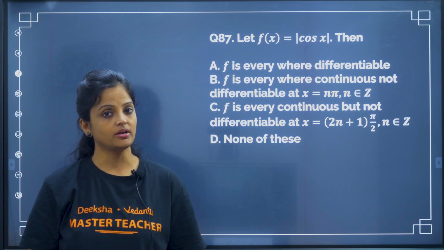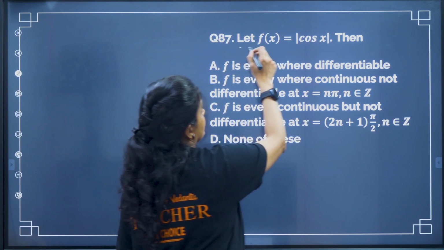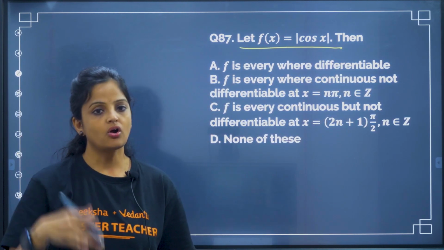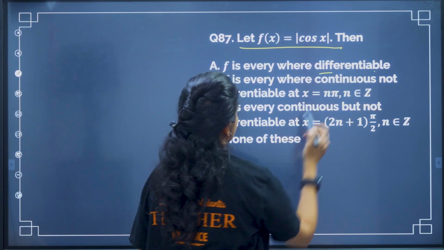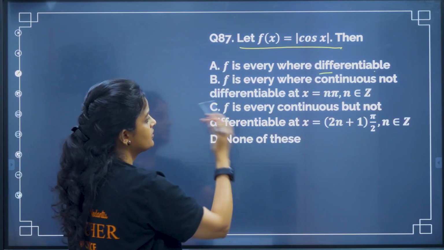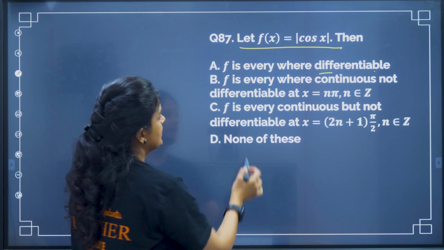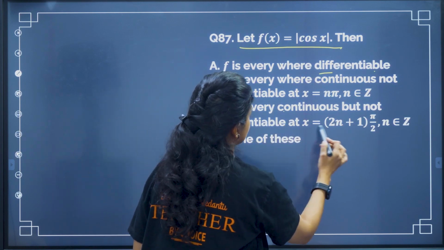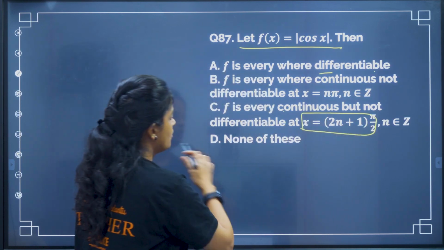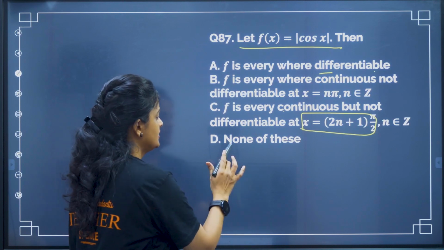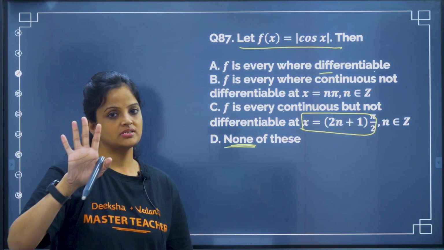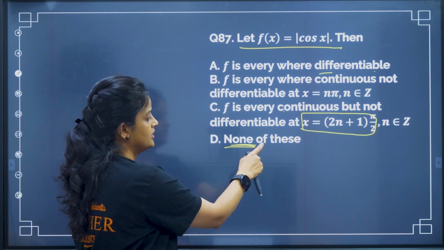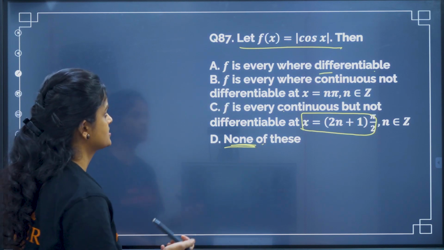That's a very important concept. F of x is equal to mod cos x. Then, is it differentiable everywhere? Is it continuous but not differentiable at n pi? Is it continuous and not differentiable at odd multiples? Or none of this? This is very dangerous. Remember, I have told you hardly 5% chances are there to be none of this. Don't go with that always.